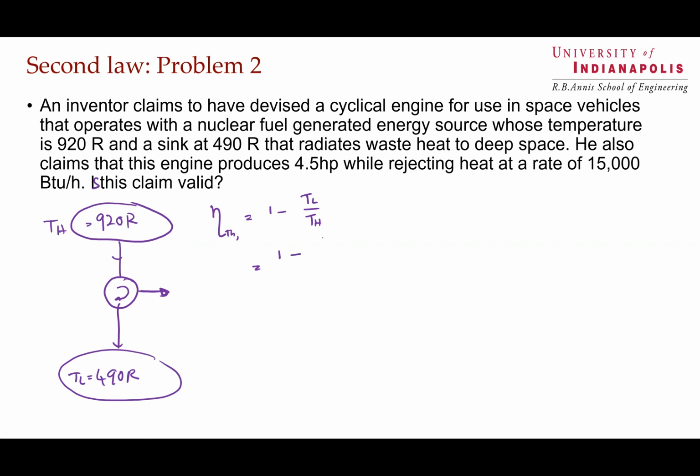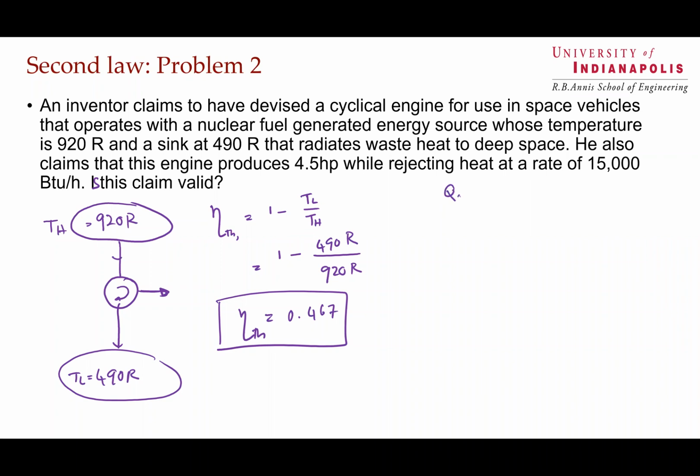So we have 1 minus 490 Rankine divided by 920 Rankine. That's 1 minus 490 divided by 920, which is 0.467 efficiency, right? That's the efficiency.